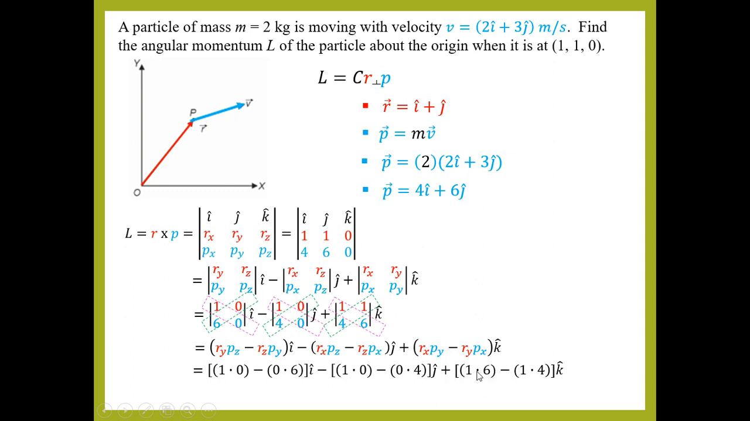1 times 6, which is 6, minus 1 times 4, which is 4. So 6 minus 4 would just give us an answer of 2. Okay, so that is your overall outcome.